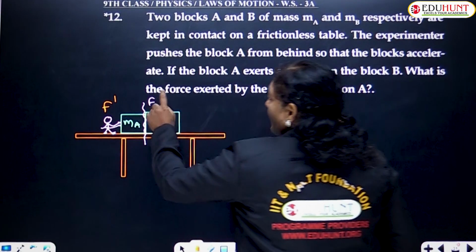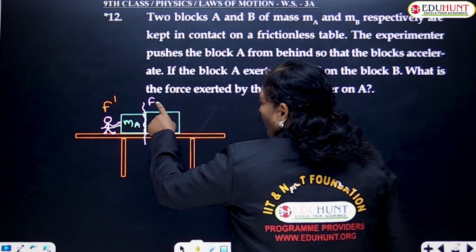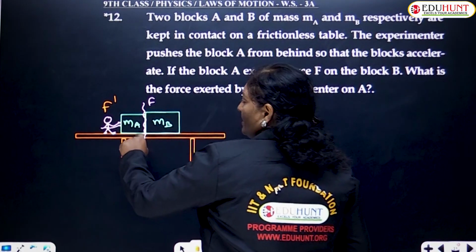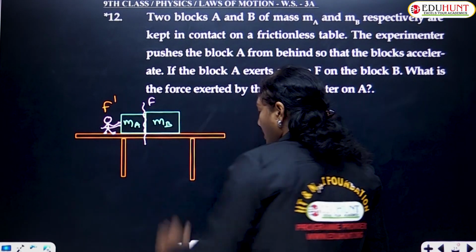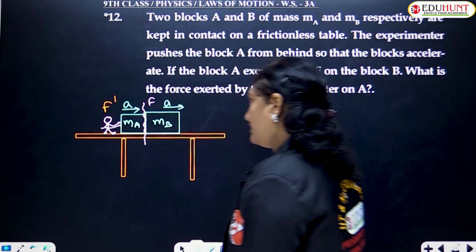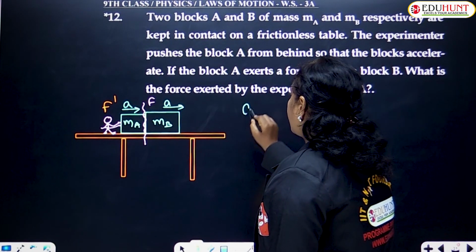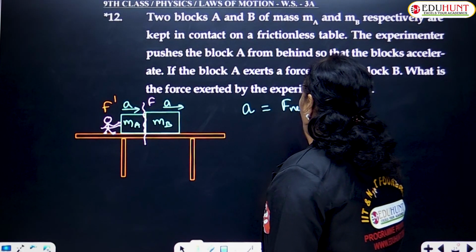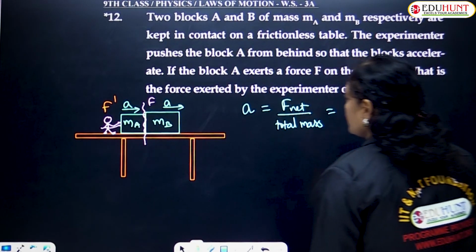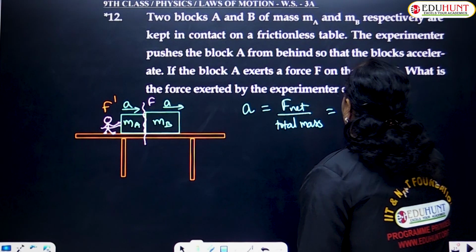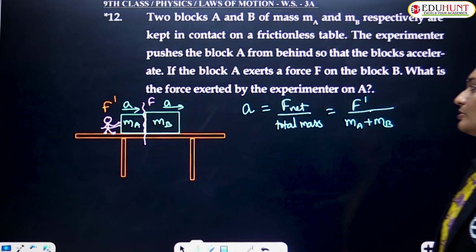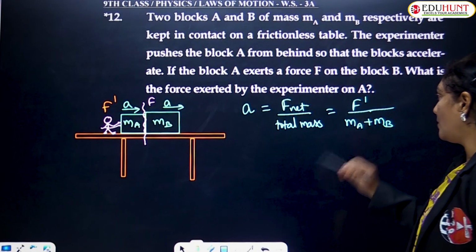So clearly there is some contact force between MA and MB, and that contact force pushes the MB towards the other side. It's very clear. But as the experimenter is holding the block MA and pushing, both the blocks will be accelerated with the same acceleration, and that acceleration is given by the net force upon the total mass. So what is that value, children? The net force, how much force is he applying? F dash upon the total mass, which is MA plus MB. This part is clear. So the net acceleration produced in both the blocks is F dash upon MA plus MB.